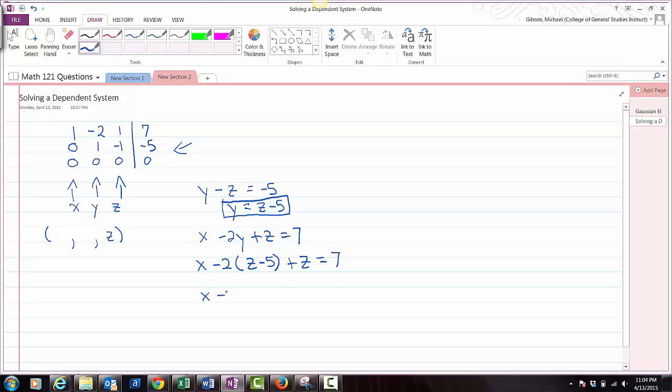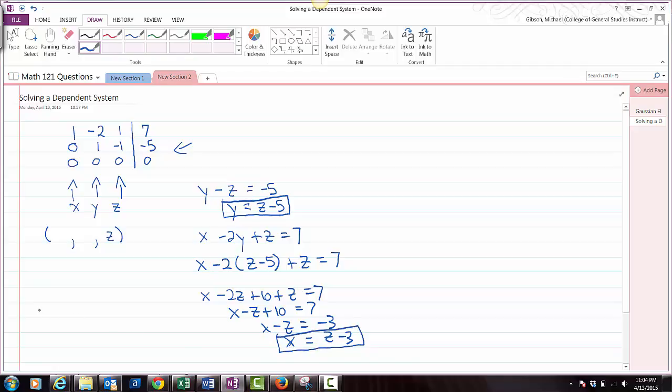All right. Just multiply that out. x minus 2z plus 10 plus z equals 7. x minus z plus 10 equals 7. Subtract the 10 from both sides. x minus z equals minus 3. Add the z, x equals z minus 3. So now we have an x and a y.